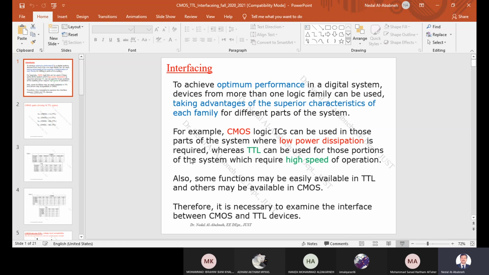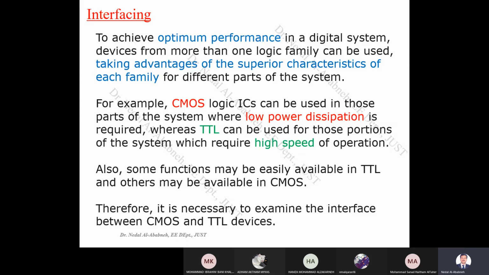اليوم إن شاء الله راح نحكي عن موضوع اللي هو الانترفيسنج بين الديفرنت ديجيتال لوجيكس. And as you know, every digital logic does have its own voltage levels and current levels, and when you need to use two kinds of logic within the same system, you need to interface between these two families.